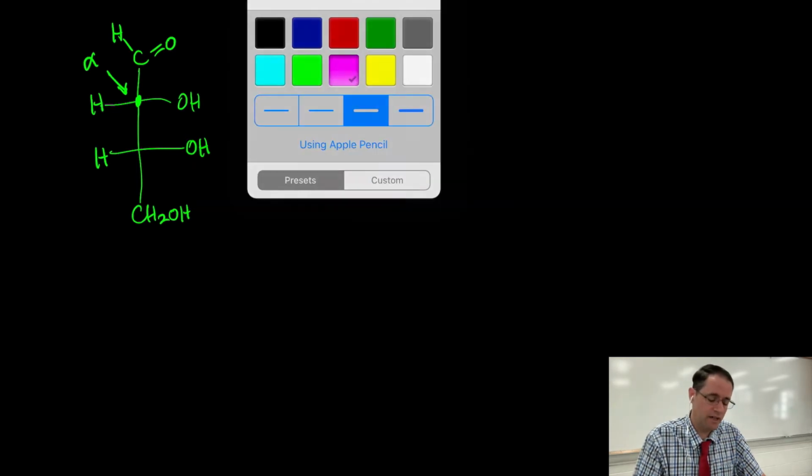So let me position my hydroxyl groups here. And the main point to notice here is that this carbon right here is the alpha carbon. It's adjacent to the carbonyl, and that's the key point to realize. That is the stereogenic center that's going to become epimerized in this chemical reaction.